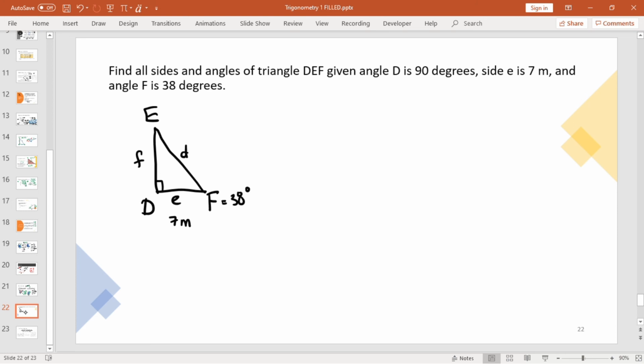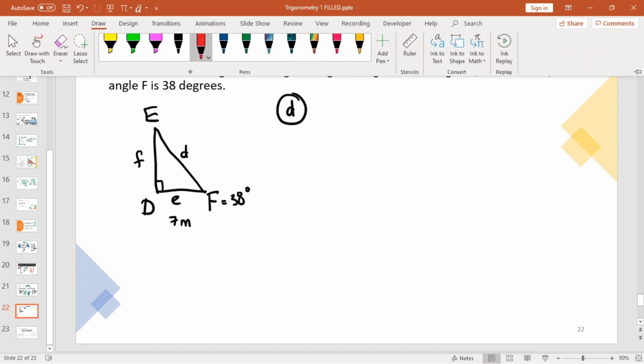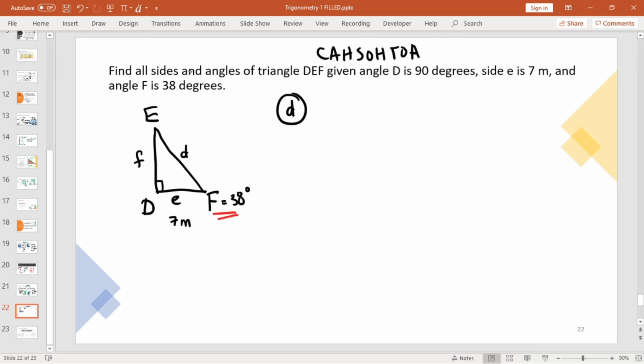Okay, so you can start wherever you want with this one. So I'm going to look for side D first, and I'm going to use my SOH CAH TOA trig ratios. Okay, so I'm going to do it relative to angle F. Angle E is easy to find, but I'm going to ignore it for now because I don't want to mess myself up, which means this is going to be an opposite, this will be a hypotenuse, and this will be an adjacent. So if I'm looking for side D, I'm dealing with adjacent and a hypotenuse, and I have an angle, so I'm talking about cosine.